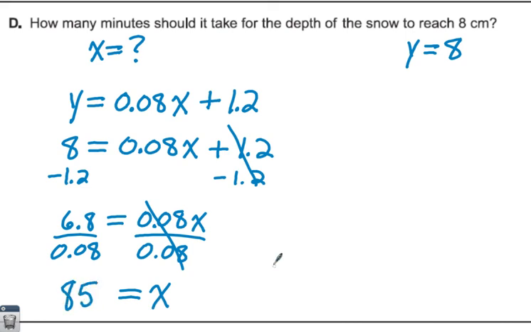So your final answer, it's always best to include units, just in case. Does that make sense? It would take 85 minutes for the snow to reach 8 centimeters. Did you have to do an equation and plug in values? I guess not, but I think you should know about this kind of problem-solving technique. So 85 minutes to reach 8 centimeters.